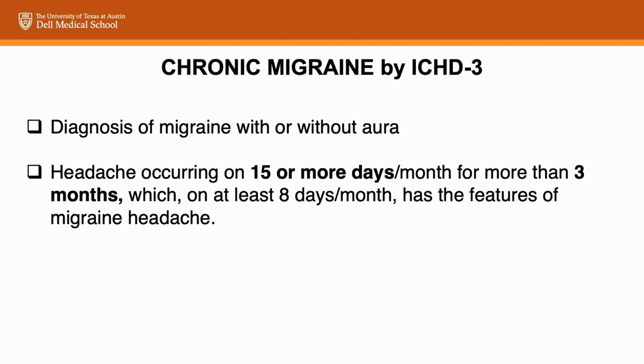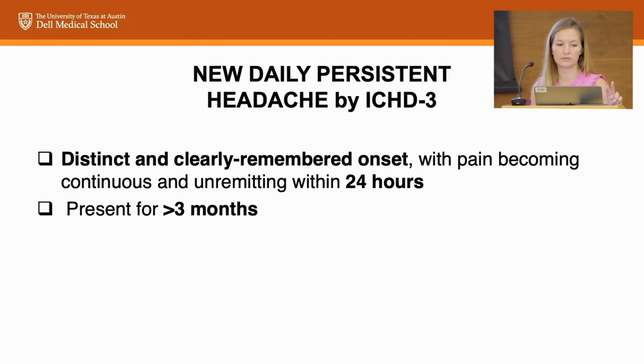What about our frequent headache disorders? Chronic migraine, to make this diagnosis, you need to have a diagnosis of migraine, and really having 15 or more headache days a month for more than 3 months. That's in contrast to new daily persistent headache. So these are really our two most common chronic headache disorders.